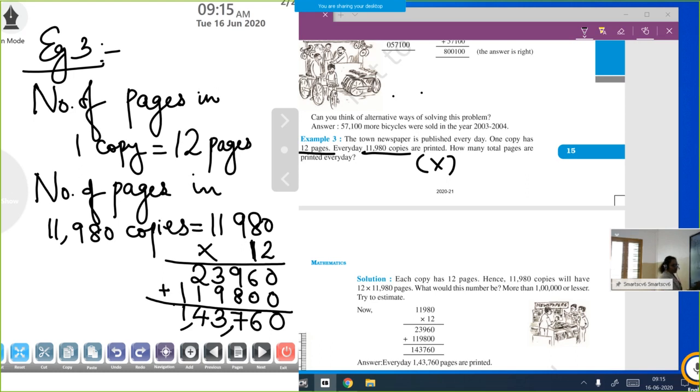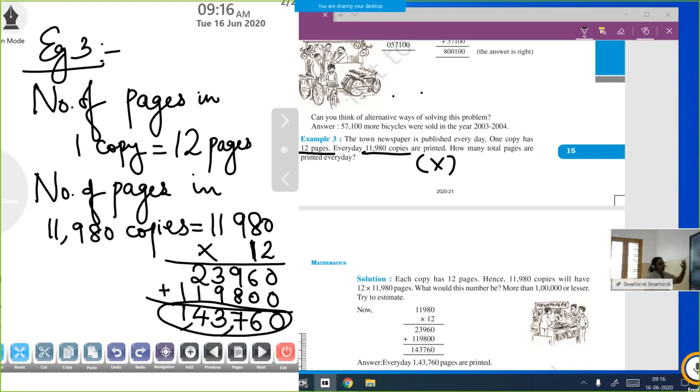1,43,760. Correct, children? That is the correct answer. I got it. You also check your answer. Teacher got it. 1,43,760. That means 1,43,760 pages are there in 11,980 copies of the newspaper. Okay, there are 1,43,760 pages in all in 11,980 copies of newspaper.